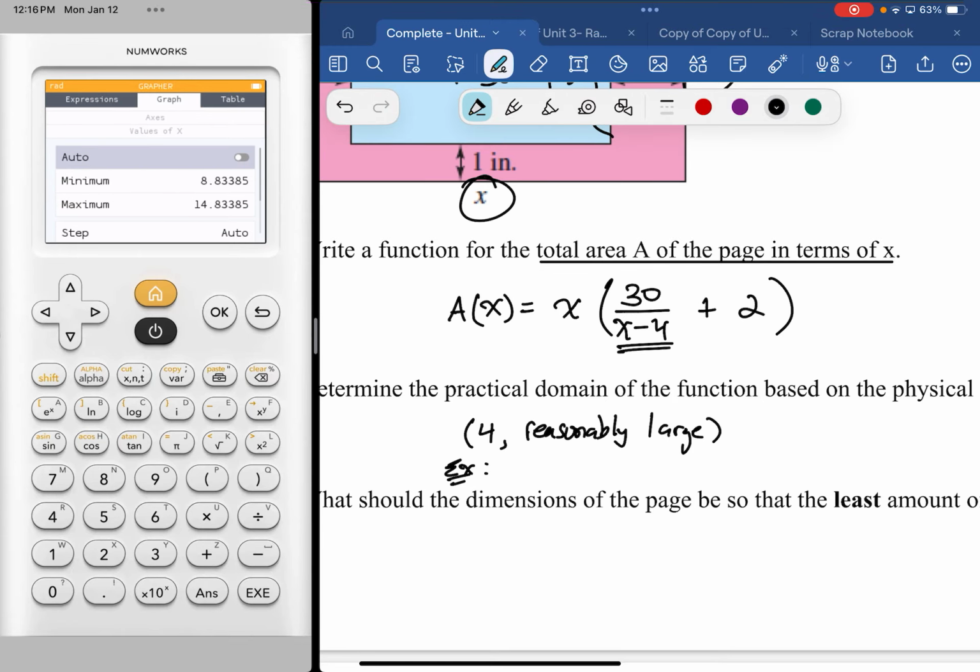So instead of 0 to 10, I'll do 0 to, let's say 100. 20 would have got the job done, but I'll put in 100. My values of y I'm going to leave on auto.